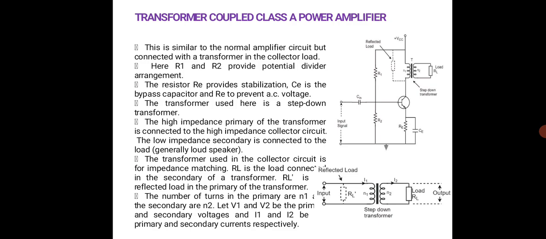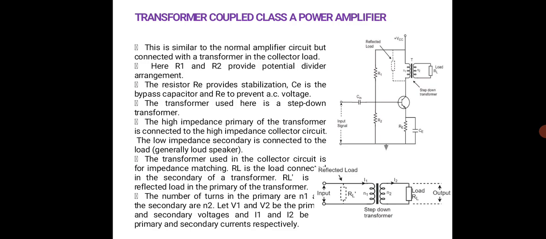So this is actually the transformer coupled Class A power amplifier. As we have seen in the previous explanation itself, there will be a transformer at the collector side or in the collector load. Here R1 and R2 will provide a potential divider arrangement. You can see certain resistors RE which will provide stabilization, CE which is a bypass capacitor, and this will prevent the AC voltage.